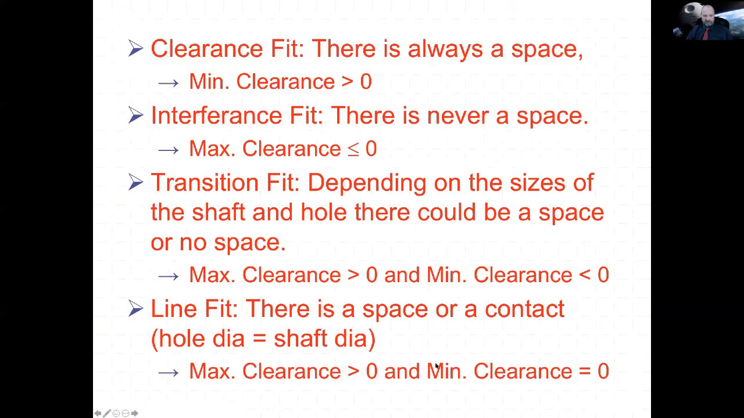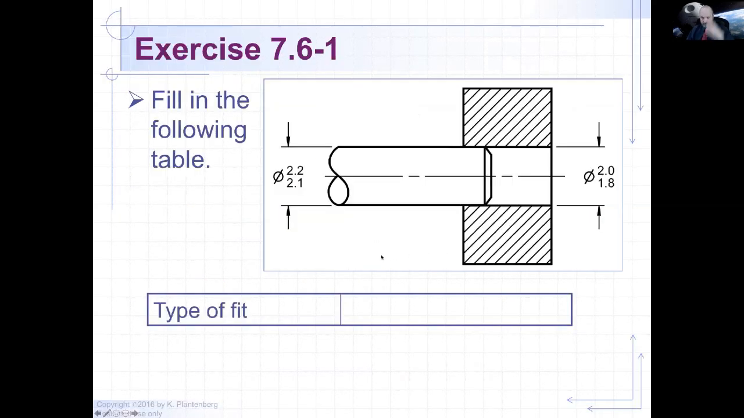Okay, so let's take a look. And then this is the definition with respect to the numbers. So minimum clearance is always greater than 0. For the interference, the maximum clearance is always less than or equal to 0. With the transition fit, the maximum clearance is greater than 0 and the minimum clearance is less than 0. And then there's the line fit. Okay, so this should be more or less a review for everyone. Okay, so anybody want to venture what type of fit this is?